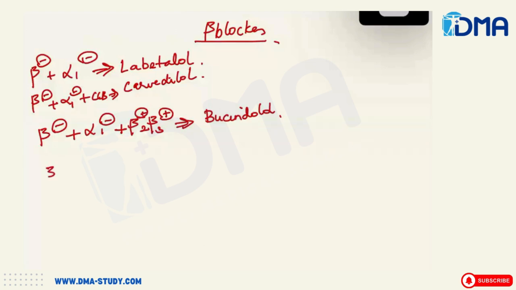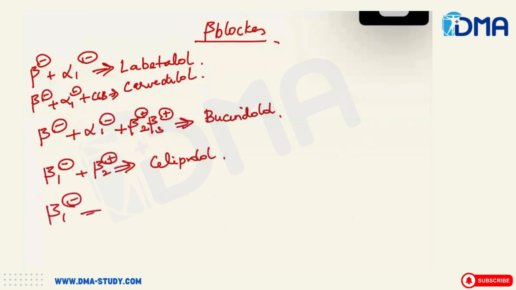Then the selective beta 1 blocker along with beta 2 agonistic activity: this drug is celiprolol. Beta 1 selective blocker would be nebivolol, right? So this is what is regarding the beta blockers that is most commonly asked in MCQ.